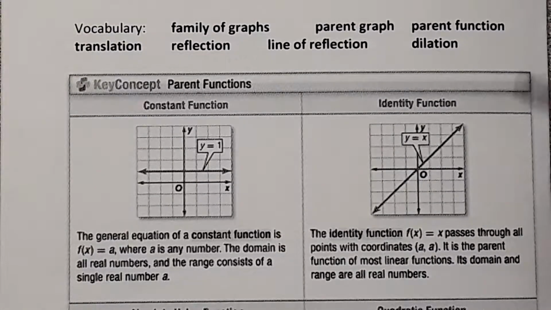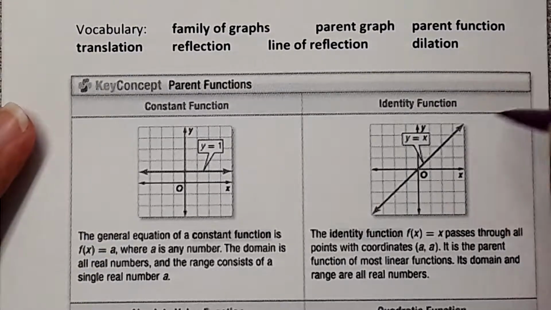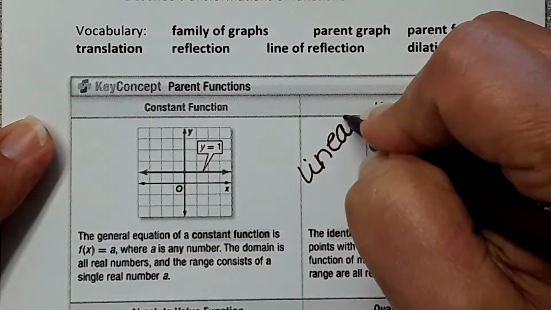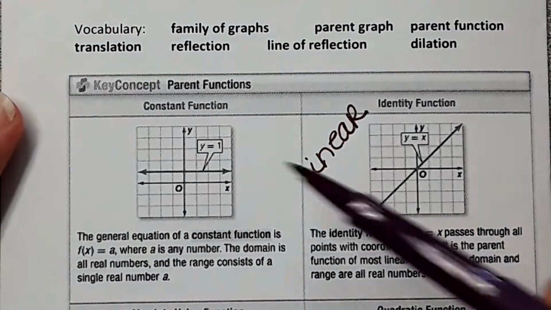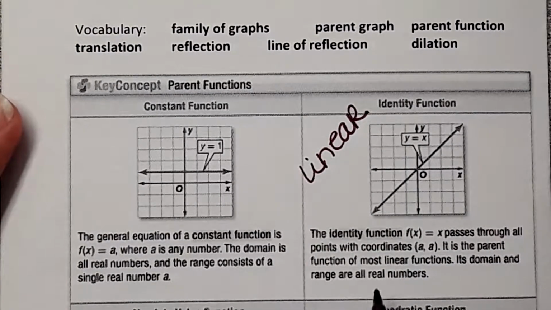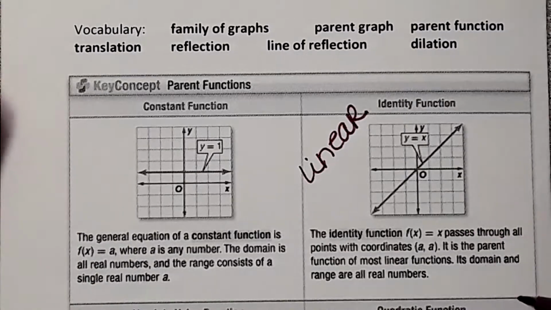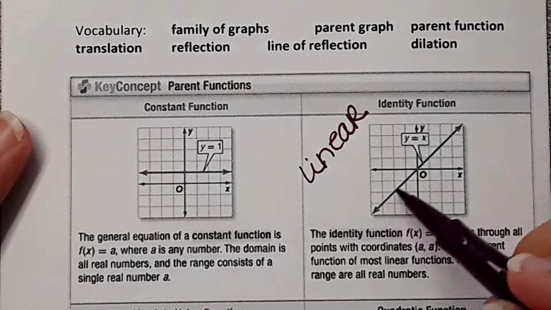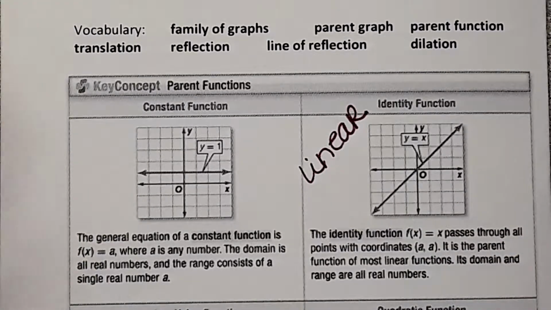Then there's our standard identity function, y equals x, which is also a linear function. So the identity function is also linear. This is a constant function. This is a linear function. f of x equals x passes through all points with equal coordinates, and it looks like a line. y equals x is our parent function.